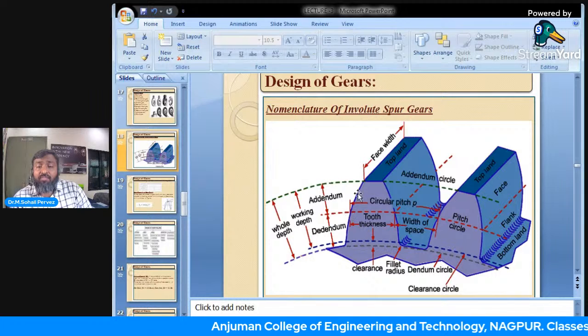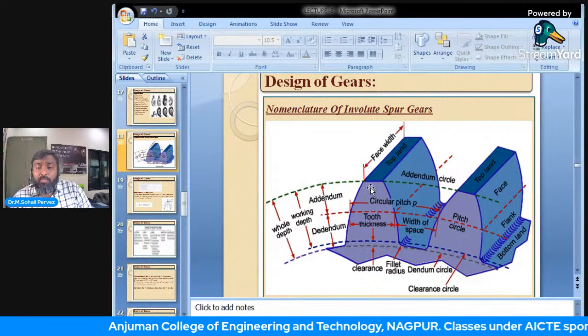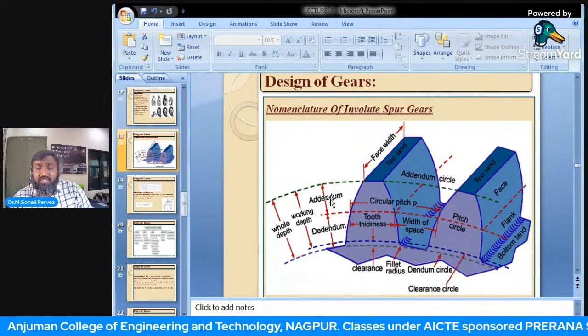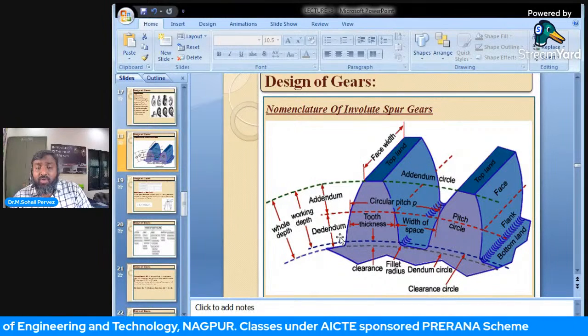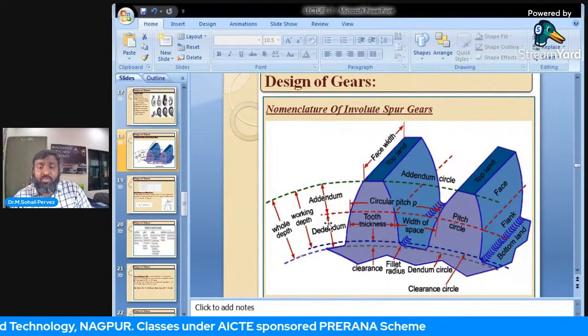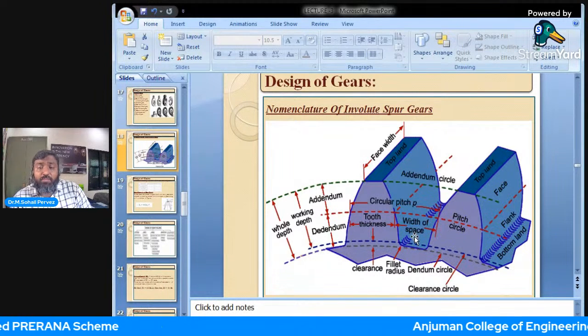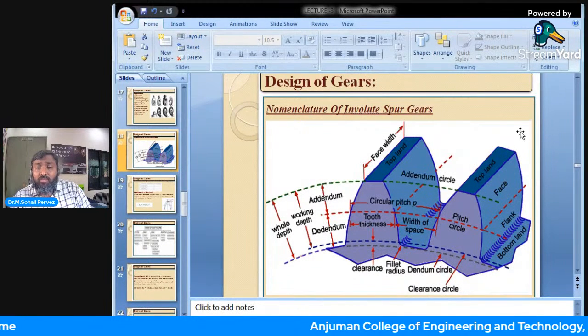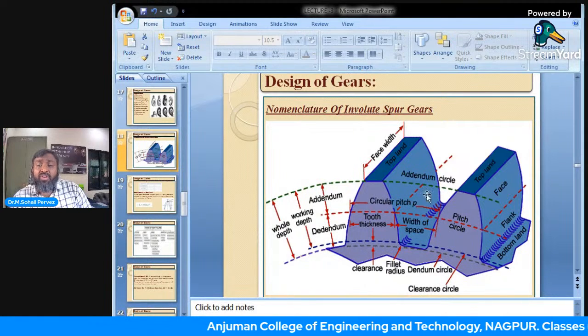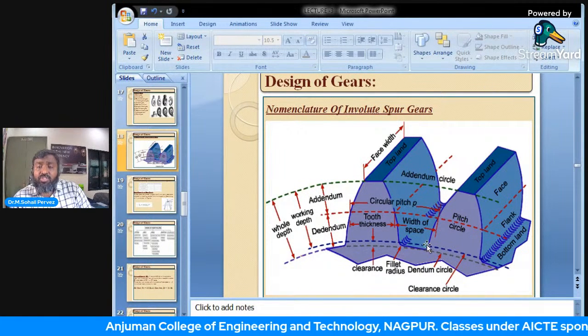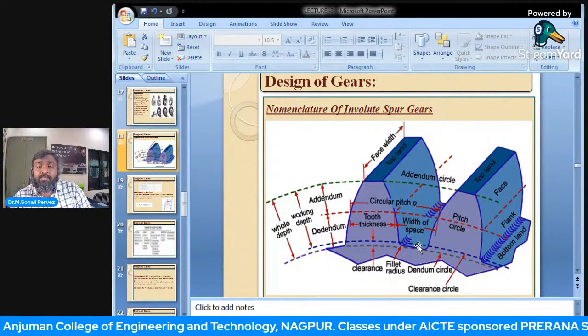So the distance of the top flank from the PCD is known as addendum, and the bottom one is known as the root. From the root it is dedendum. That is the thickness of the tooth, and this is the width of space that will be accommodated by the driver or driven. If it is driver, then the driven tooth goes in between, this is the space.